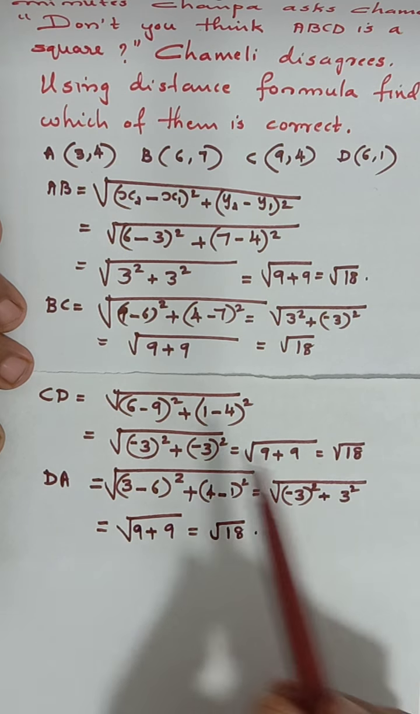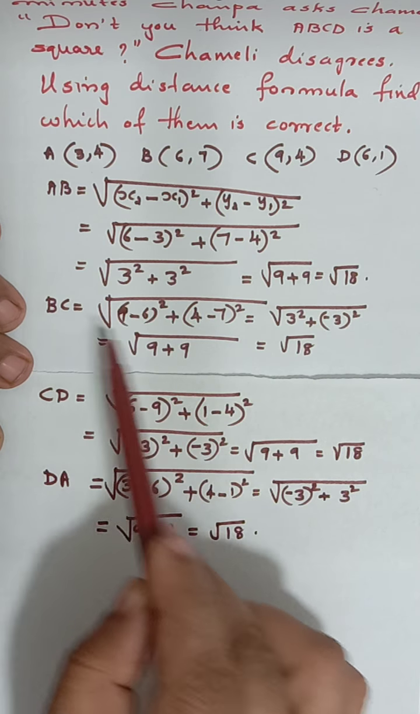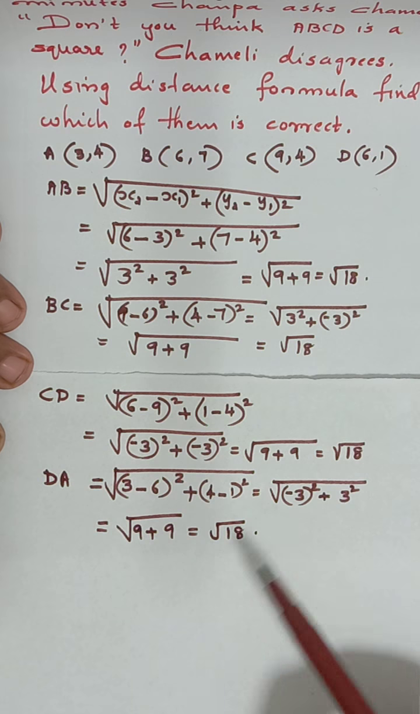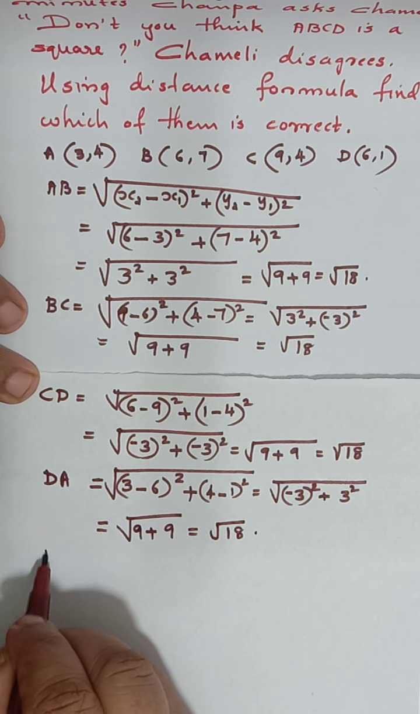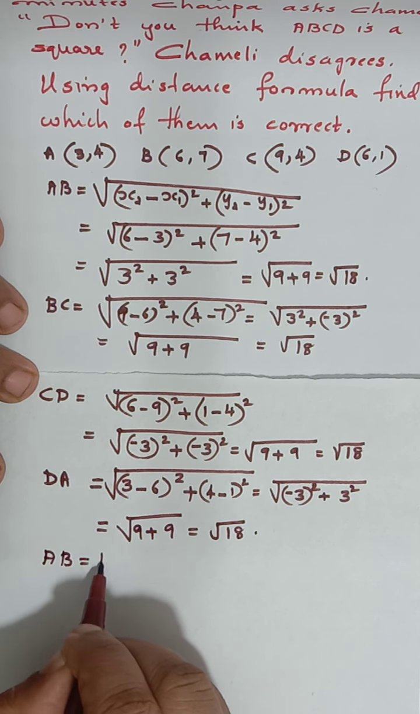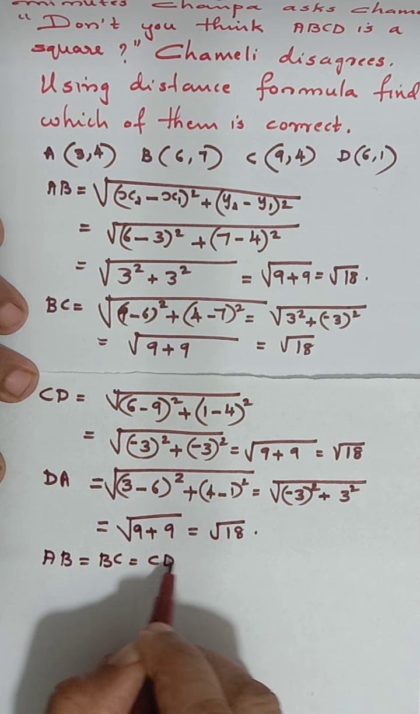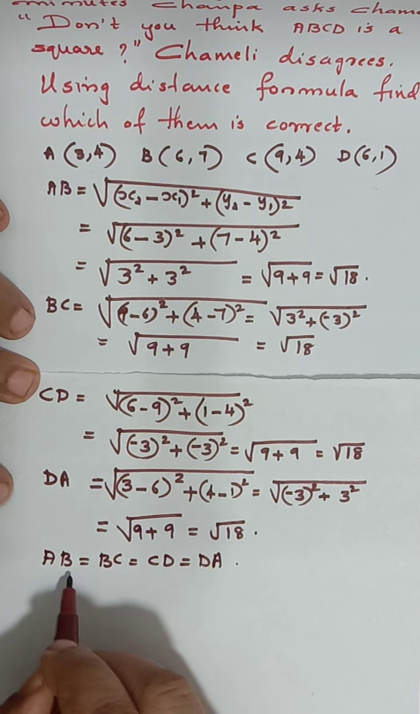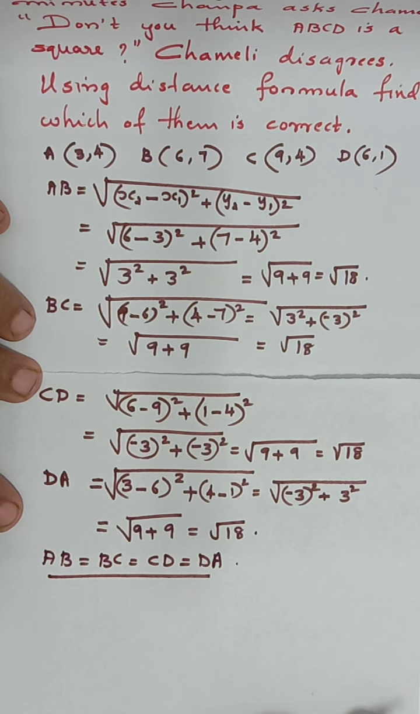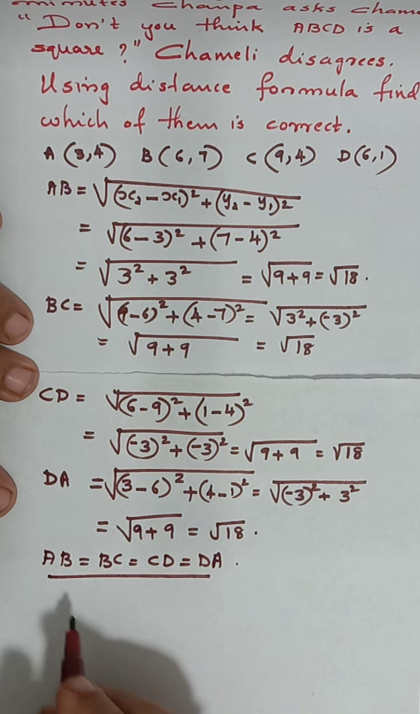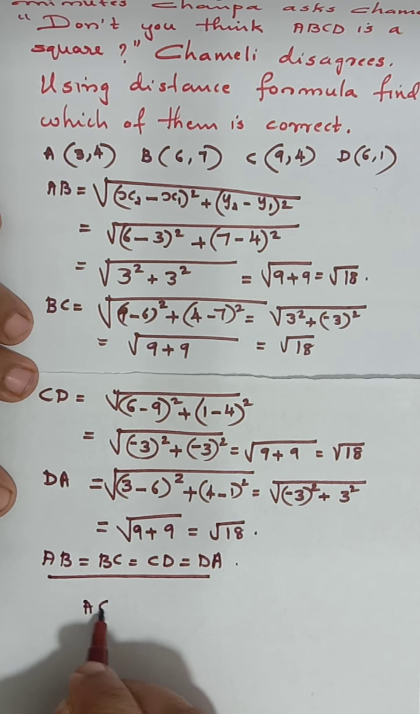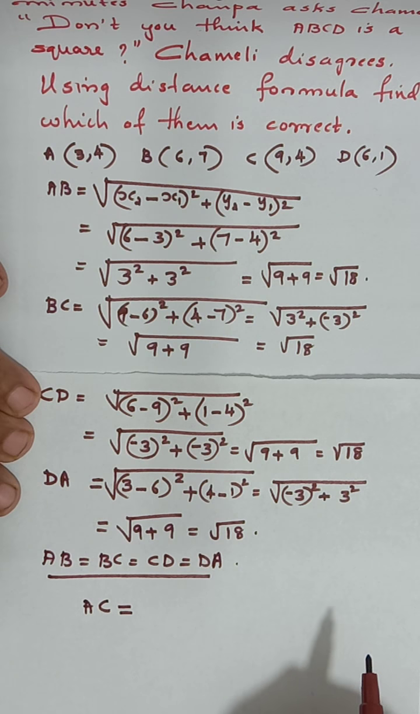Here we have seen AB equal to root 18, BC root 18, CD root 18 and DA also. AB equal to BC equal to CD equal to DA. Underline this, this is one of the important points. Now let us find out its diagonals. Diagonals are AC and BD.